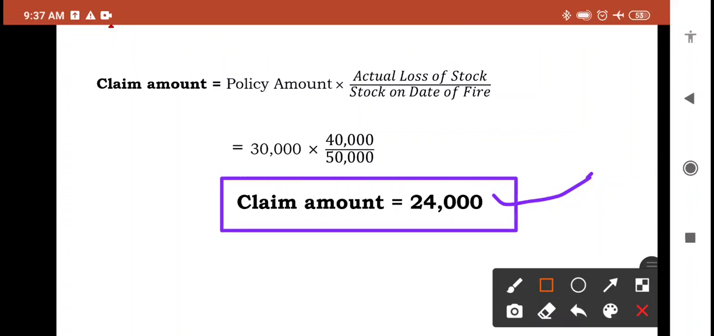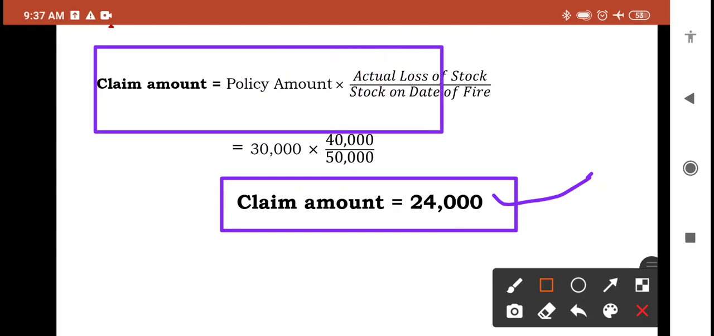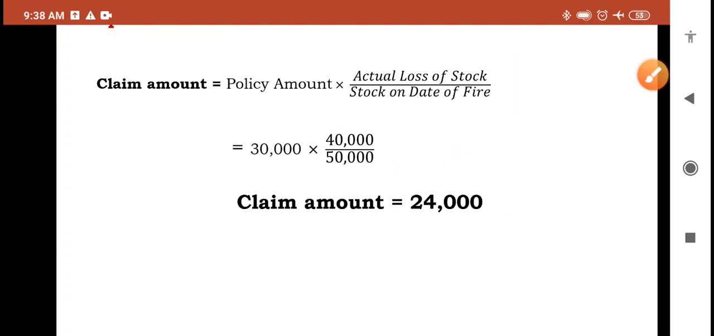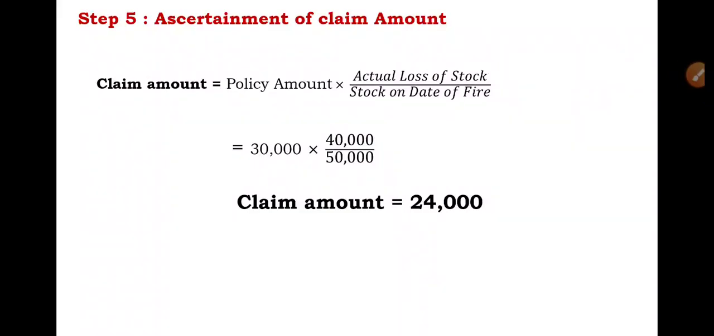See here, very simple. The formula is claim amount is equal to policy amount into actual loss of stock divided by stock on date of fire. If we apply the amounts in the formula, you'll get 24,000, that is the claim amount. Hope you understand. This is how you can calculate the claim amount under fire insurance claims whenever the average clause is applicable.